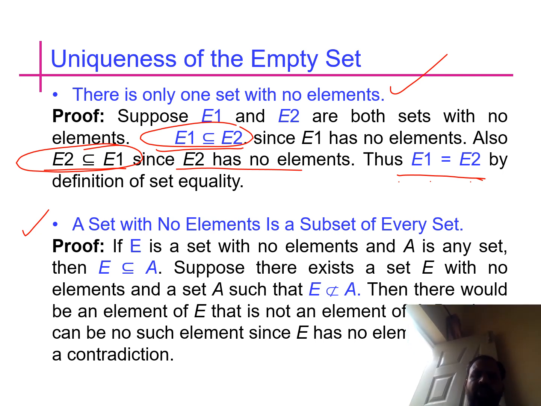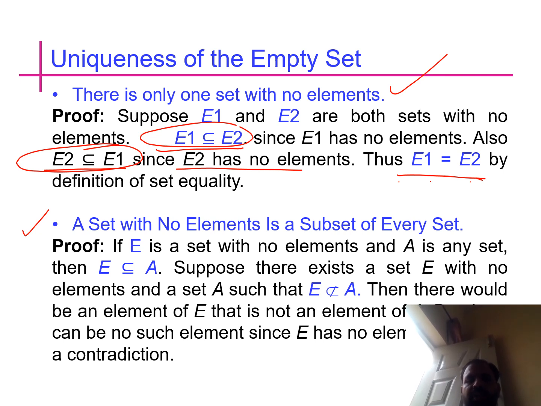Now we show the uniqueness of the empty set. So there is only one set with no elements. In other words, if E1 and E2 are two empty sets, then E1 is equal to E2. Suppose that E1 and E2 are both sets with no elements. Since E1 has no elements, E1 is a subset of E2. Since E2 has no elements, E2 is a subset of E1. Thus E1 is equal to E2. So this is the definition of set equality.